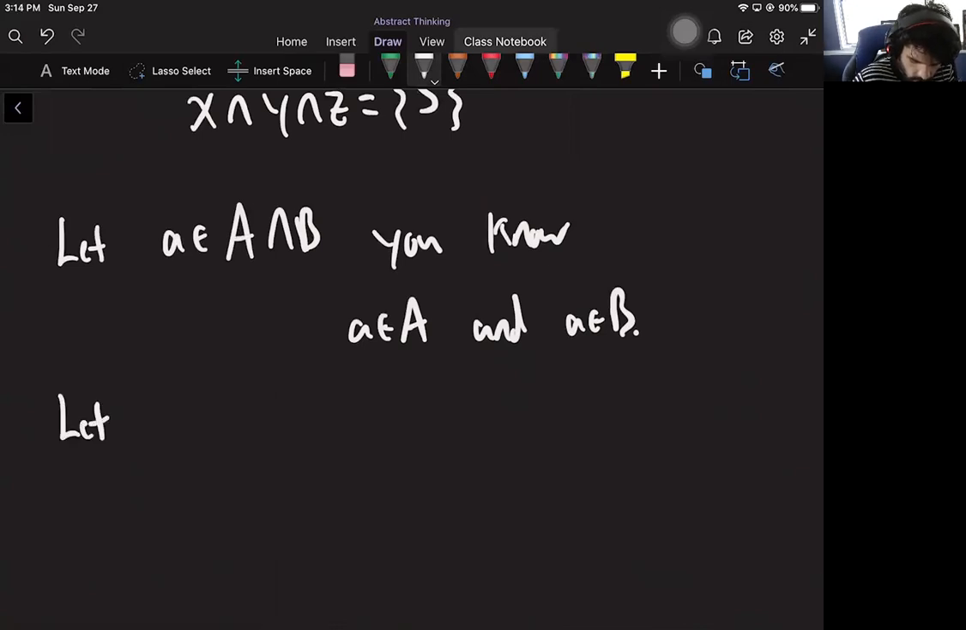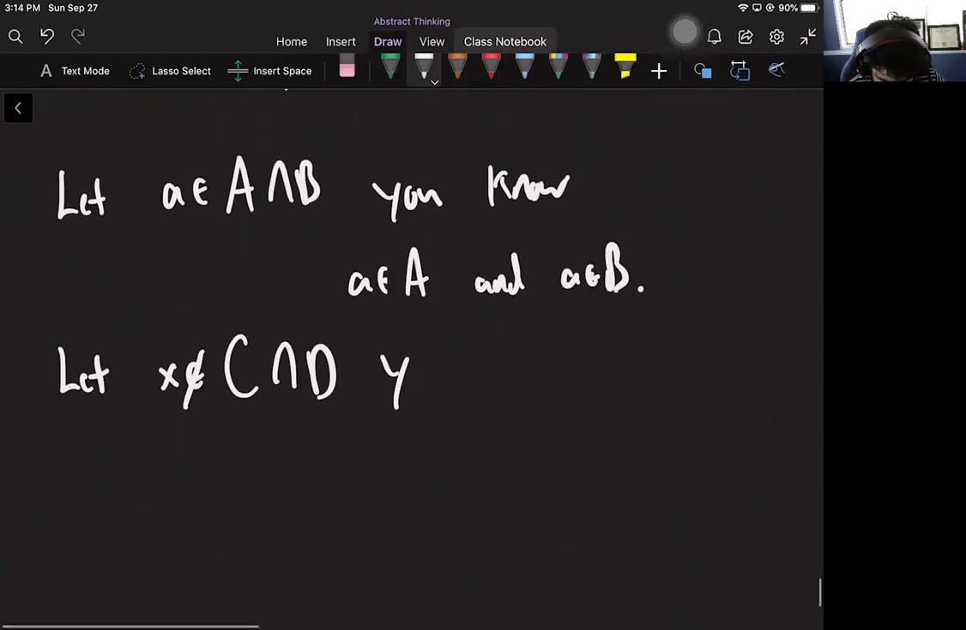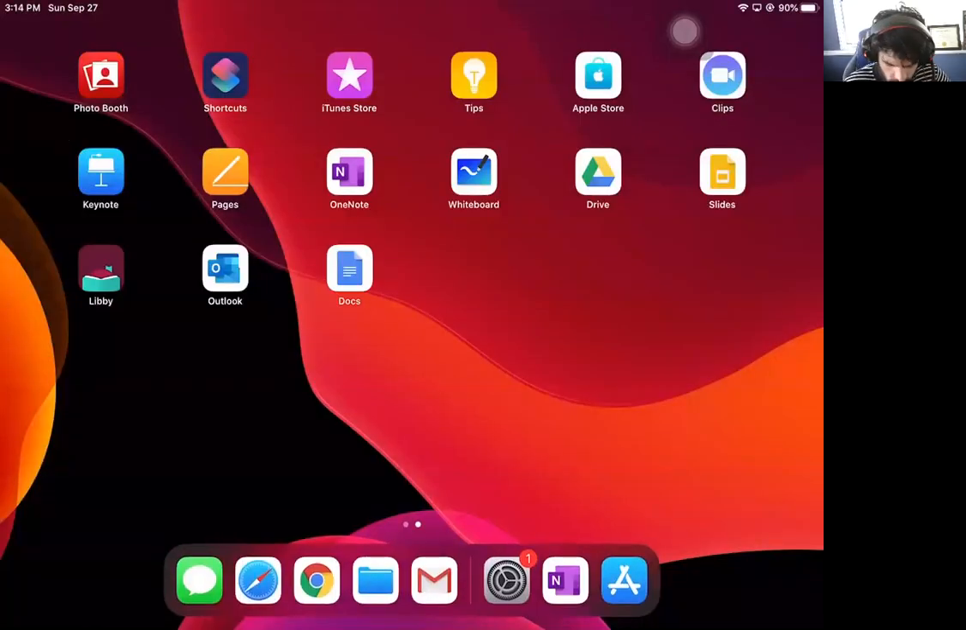So if X was not in, I'll use different letters, C intersect D. What the heck, did I just erase something? Where'd that go? You know, A is in A. Did I just say it and not write it? Oops, okay. So you know that. So if you have something that's not in the intersection, then what is going on?